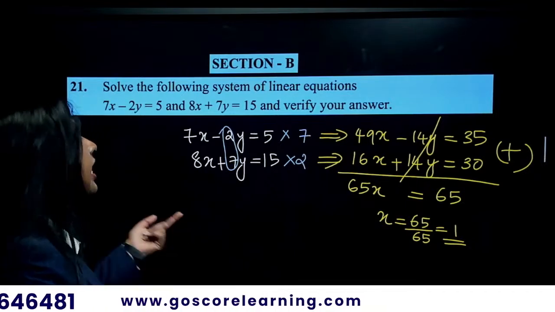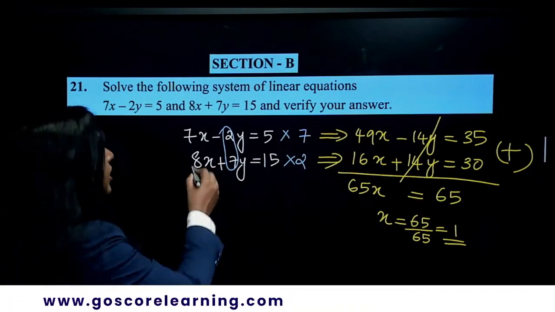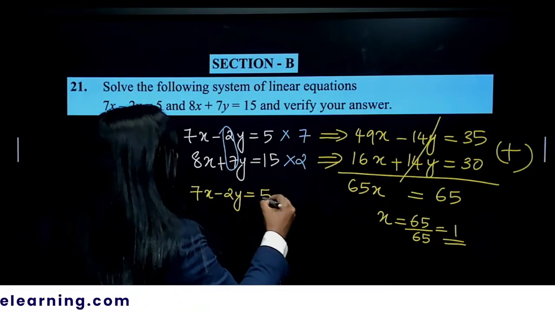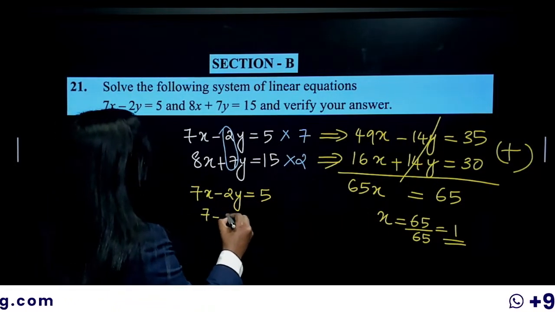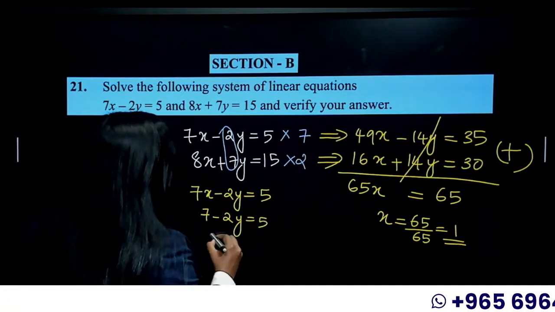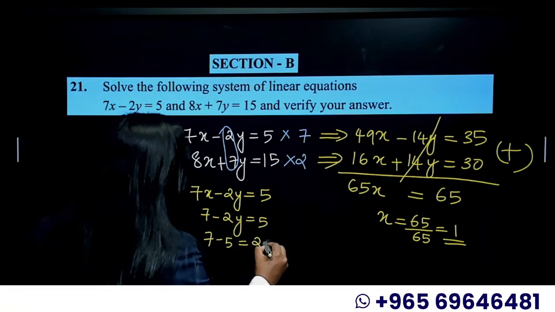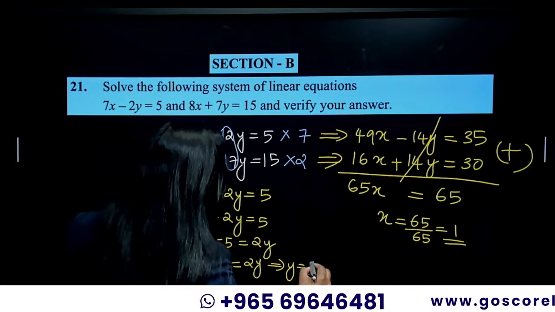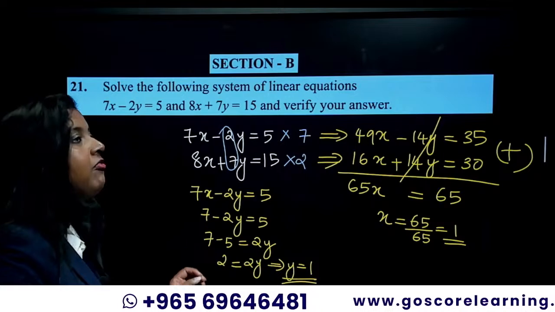Let us substitute that in any one of the equations to find y. So I'm substituting it here. 7x minus 2y is equal to 5 and x is equal to 1. So 7 minus 2y is equal to 5, or 7 minus 5 is equal to 2y. So 2 is equal to 2y, which implies y is equal to 1. So we got x is 1 and y is 1.